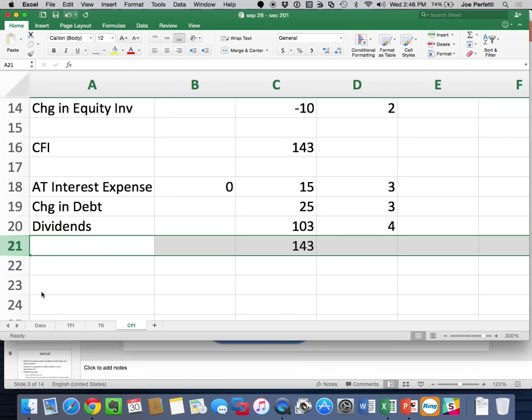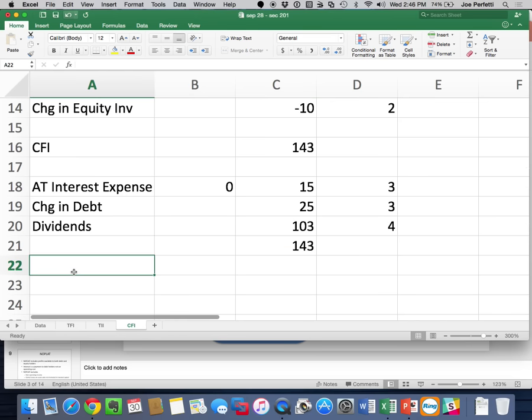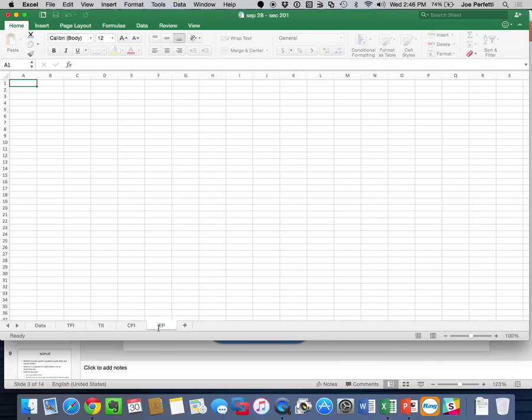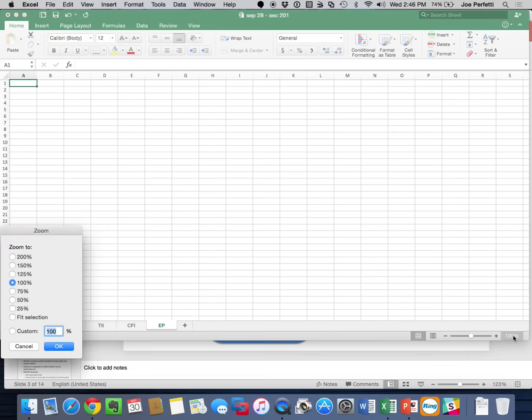Okay, so here's the nice thing. I have a balancing statement. That's CFI. Statement number 4, save this along the way. It's called economic profit, or EP. McKinsey calls it economic profit. It's also known as economic value added.